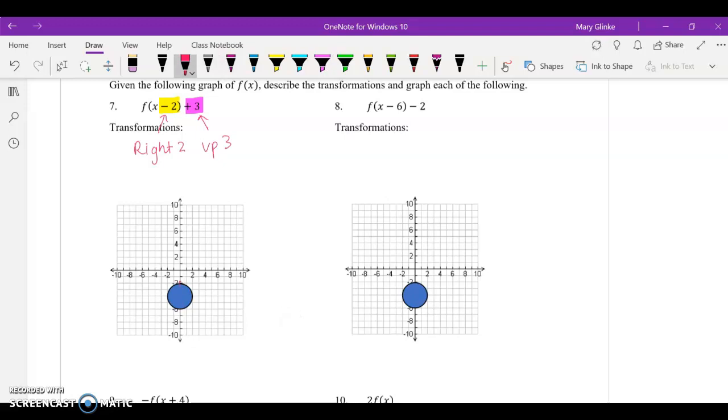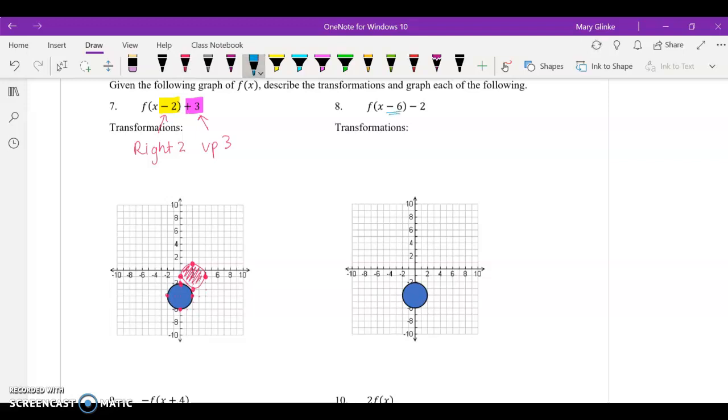So you're going to take one of the points. You can create a point on your graph. You're going to move that point right 2 and then up 3. That's your new point. You can take another point, move it right 2, up 3. That's your new point. Next point, right 2, up 3. And your last one, right 2, up 3. And you can connect all of those. This is your new graph.